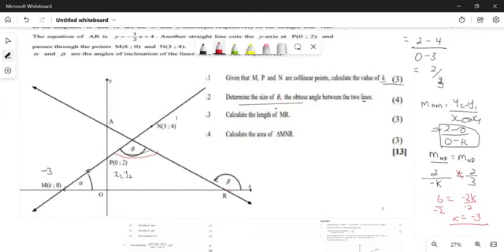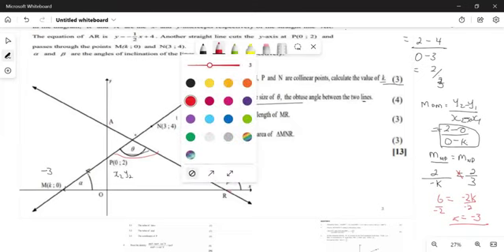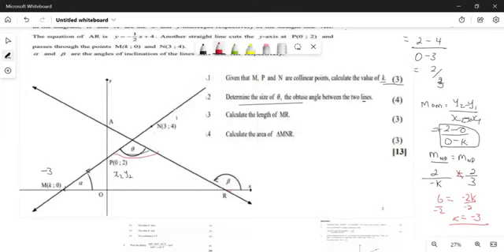So, the gradient of line NM. Okay, let's do this. Then we'll highlight the two lines that are forming the angle that we are looking for again. So this is the angle that we are talking about here. So we're talking about this one. And then we also have this one. And then they're going to intersect with the axis again. If they intersect with the axis, then they're going to form a triangle.